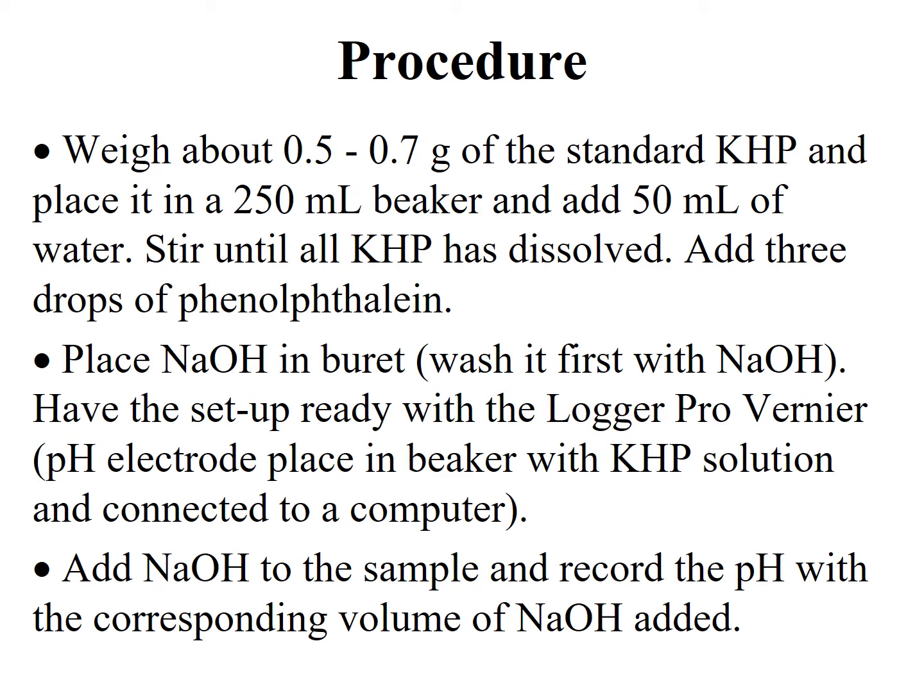We're not going to use the drop counter, so we're just going to use a fixed amount of volume, let's say 1 ml each time, and record the pH manually. Once you have this set up, you start the titration by adding NaOH to the sample. You record the pH with the corresponding volume of NaOH solution that is added. You will see a sudden increase in the pH once you reach the so-called equivalence point, but just go over that so you can have a plot.